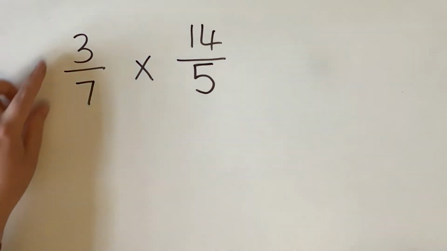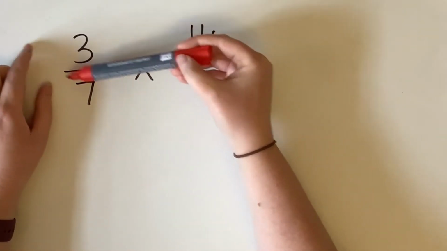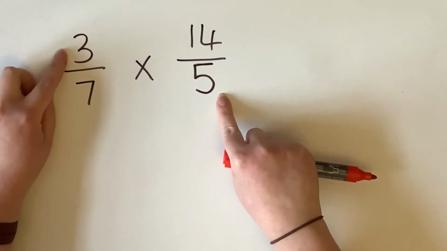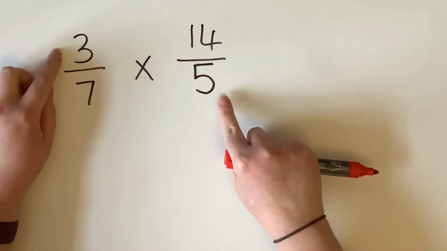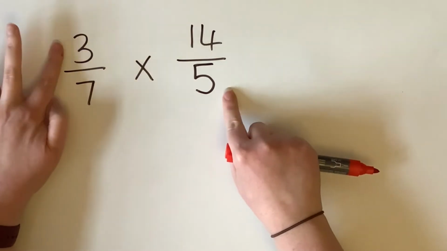And what you do, if we remember, is to look at the first numerator and the second denominator and see if you can simplify them at all. So I've got 3 and 5. Can I divide both of them? Do they have a common factor? No. So those will stay the same.